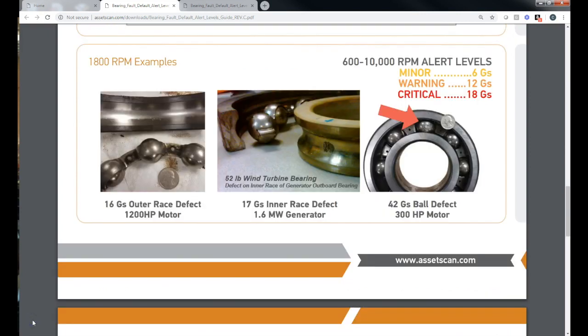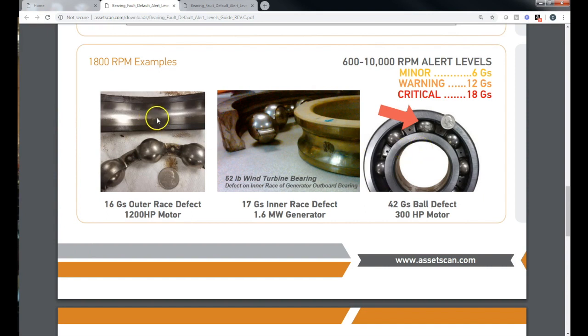Next, let's review some of the case studies around this, to provide our feedback loop on how well this model is working. For 1800 RPM, which is between 600 and 6,000 RPM, we can use the standard 6, 12, and 18 G limits. Here are 3 case histories that provide the feedback that this is a valid rule set. You'll notice that these 3 different bearings have 3 different faults.